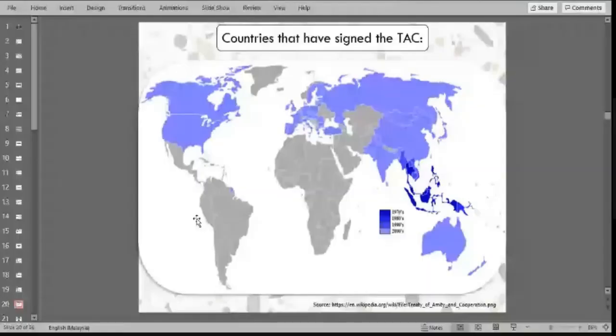Africa has not signed the TAC with ASEAN. The Middle East, Timur Tengah, which includes Saudi Arabia and all the other countries in the area, have not signed. Several countries in Eastern Europe and a few countries in Western Europe have not signed the TAC. That's also something you can try to study further, in terms of identifying the reasons why those countries mentioned, Africa, Middle East, South America, Central America, have not signed the TAC with ASEAN. So that's something you can try to look up.